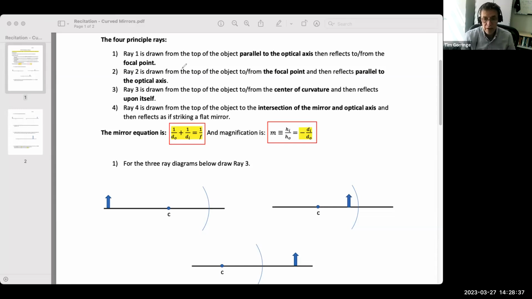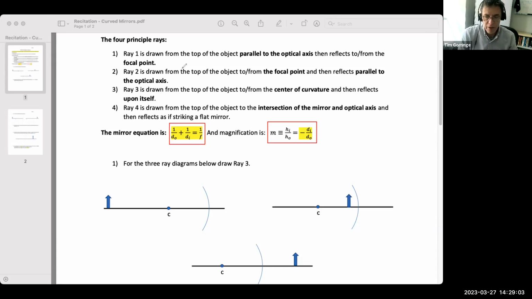And then a fourth ray that you can draw is the ray that strikes the mirror at the optical axis, at the center of the mirror. It reflects off the mirror from the optical axis at the center of the mirror, and you draw it such that the angle of incidence of the ray equals the angle of reflection of the ray, i.e. obeying the law of reflection.